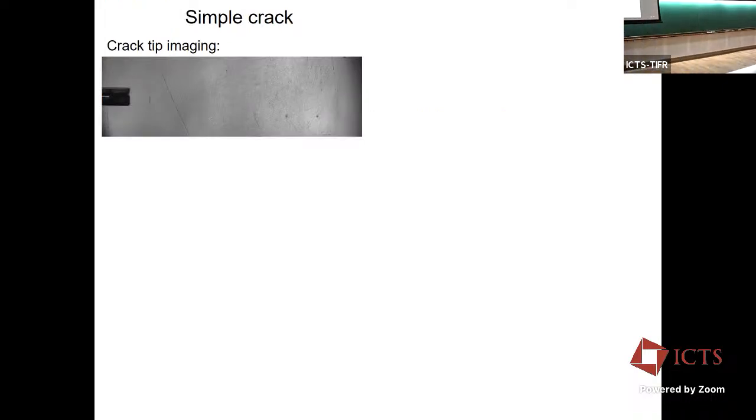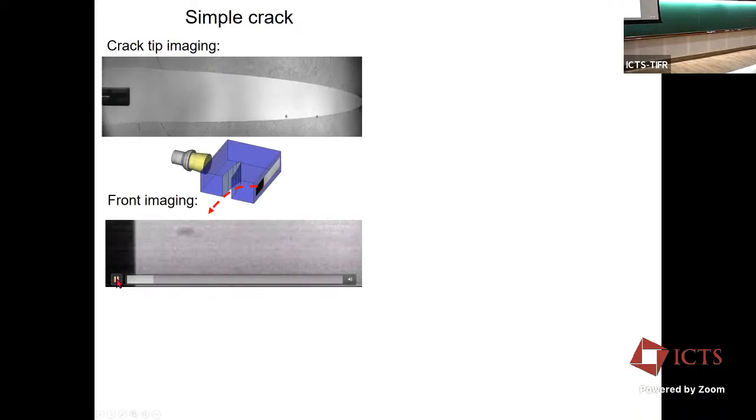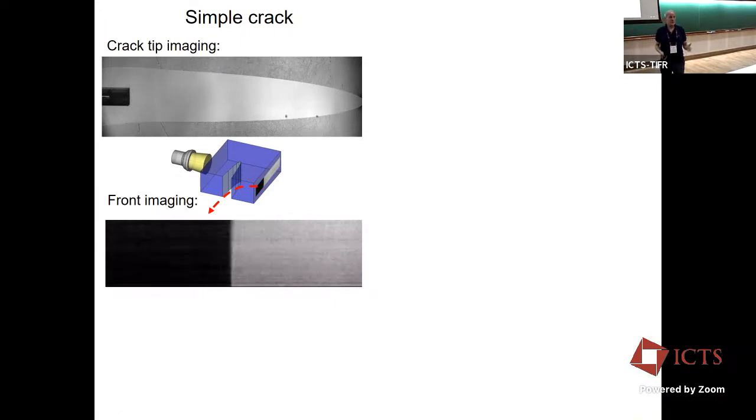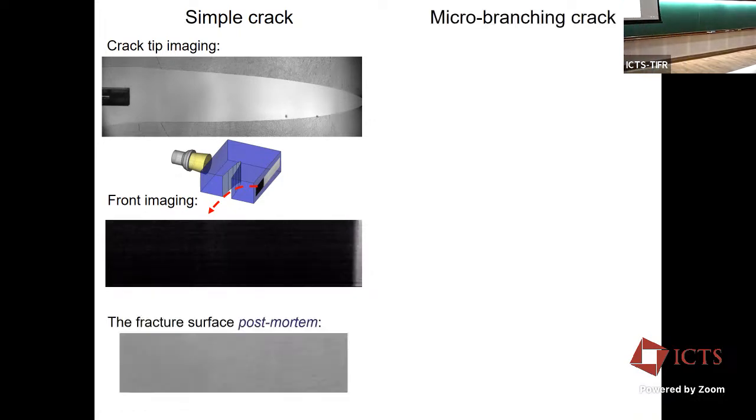Okay, so this is a boring crack. What you'll expect, this is a boring crack, or simple crack, from the side. This is a simple crack front, and it's kind of boring. You just see a straight line because that's what the front looks like. And this is the fracture surface that it formed.